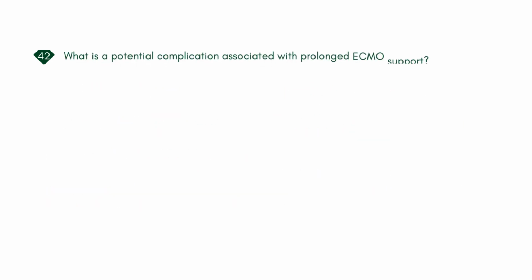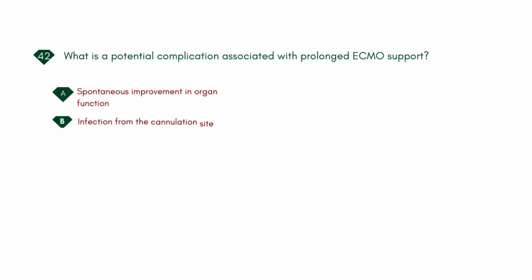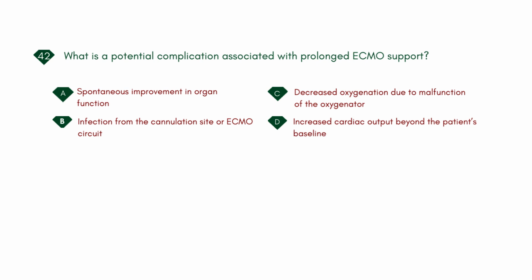What is a potential complication associated with prolonged ECMO support? A. Spontaneous improvement in organ function. B. Infection from the cannulation site or ECMO circuit. C. Decreased oxygenation due to malfunction of the oxygenator. D. Increased cardiac output beyond the patient's baseline.